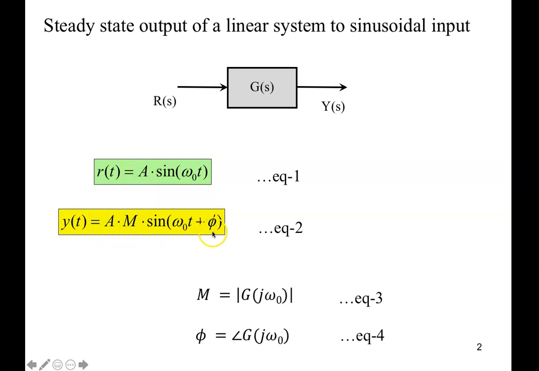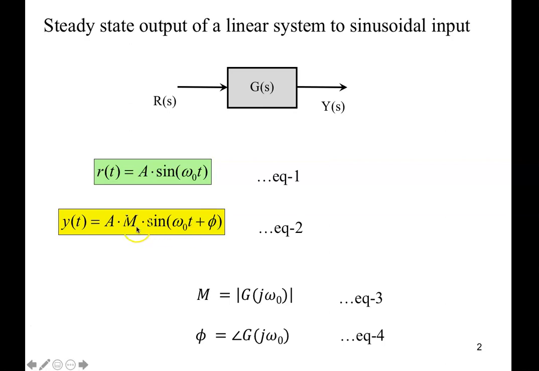Also, the initial phase angle, that's the second part inside the bracket of the sine wave, the initial phase angle phi, would also be different. So you have to multiply the amplitude by that factor of m. You have to add the additional phase angle inside the bracket for the sine wave. That's sort of a normal rule for the steady state response of a sine wave input.